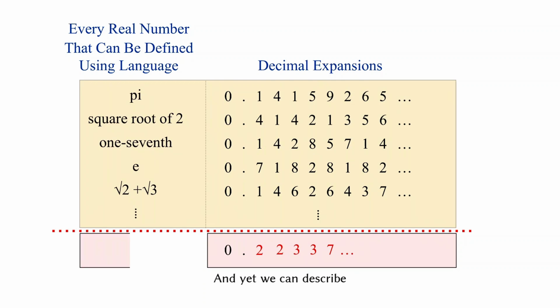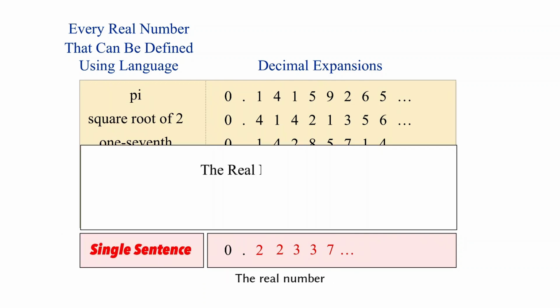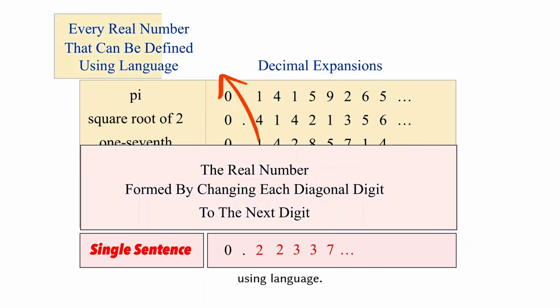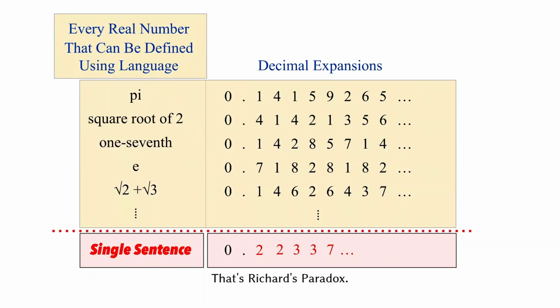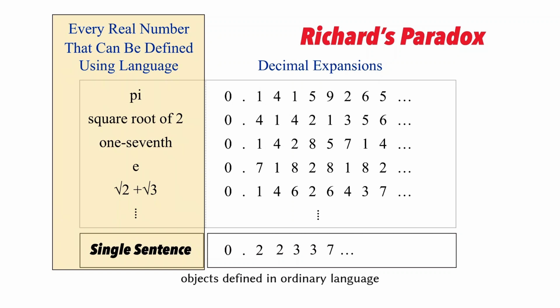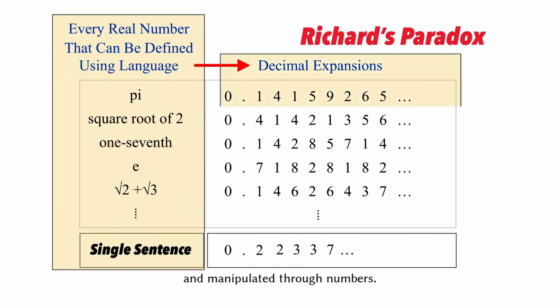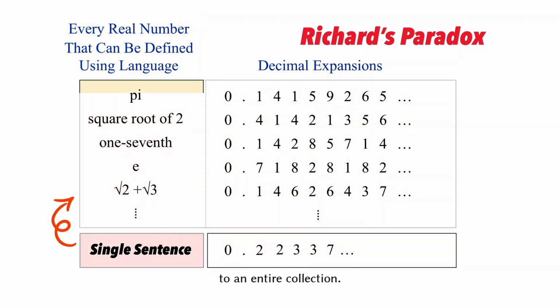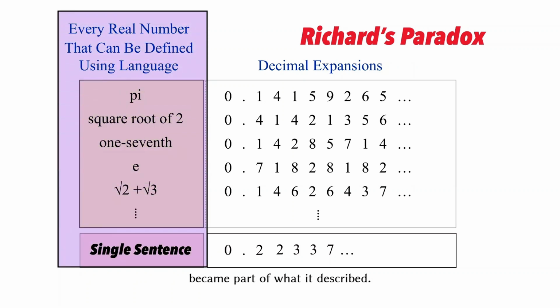And yet we can describe that new real number using a single sentence. The real number formed by changing each diagonal digit to the next digit. So this number can also be defined using language. It should already be on the list. Yet it isn't. That's Richard's paradox. It suggested that objects defined in ordinary language could be represented and manipulated through numbers. And once they were, those descriptions could even refer to an entire collection. The description itself became part of what it described.